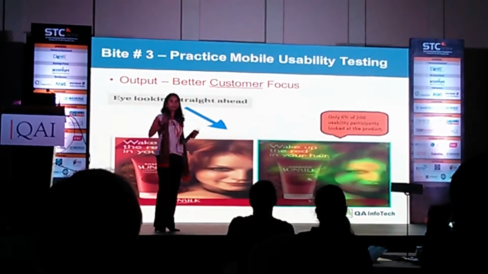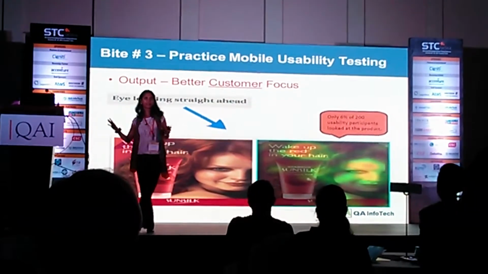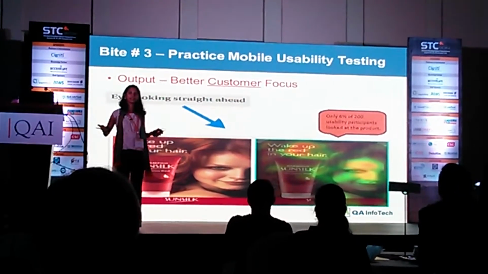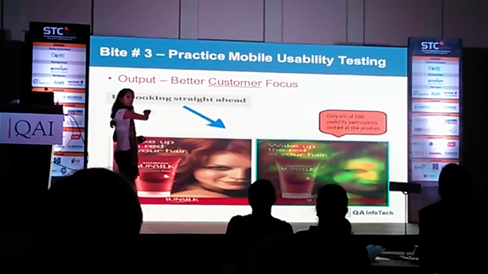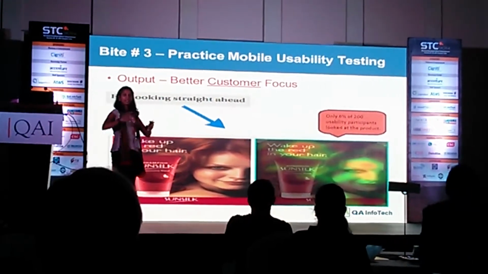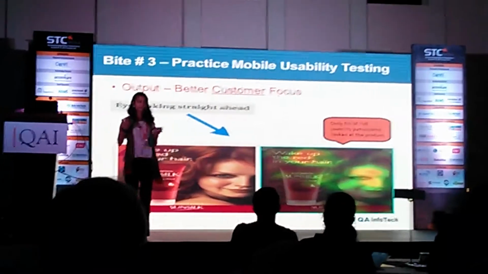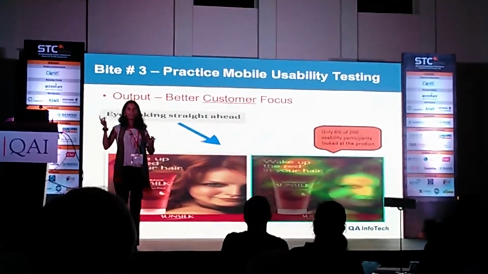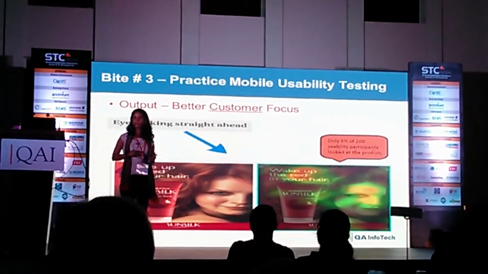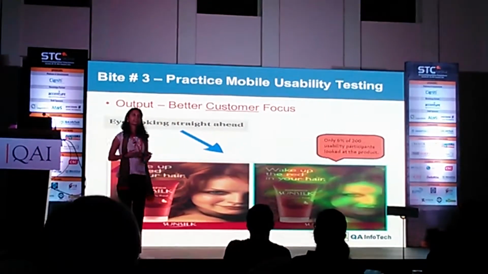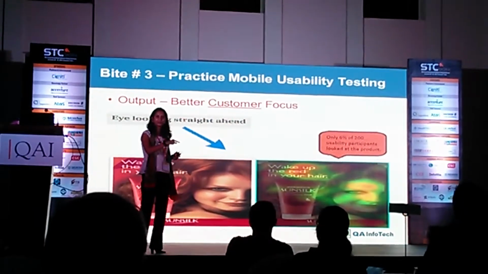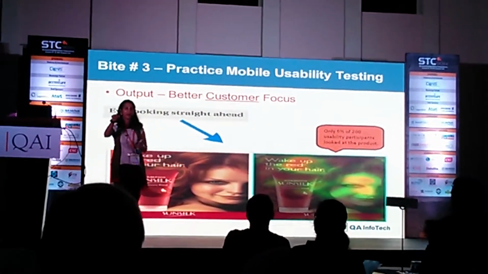So Sunsilk came out with this ad campaign, a very simple ad campaign for its shampoo. All it had in its layout was the shampoo and the model. In the initial frame, both of them were looking straight into the user's eyes. Of the 200 people that participated in the study, only 6% actually looked at the product. The remaining 94% looked at the model.